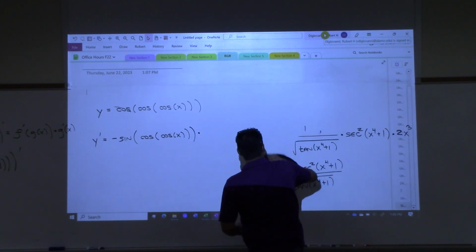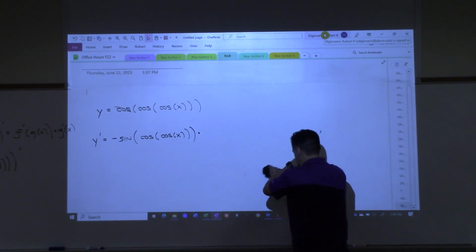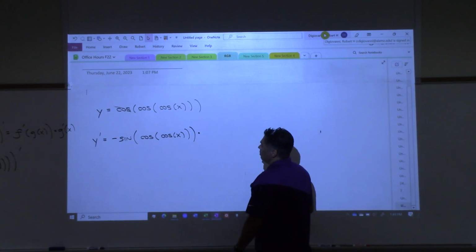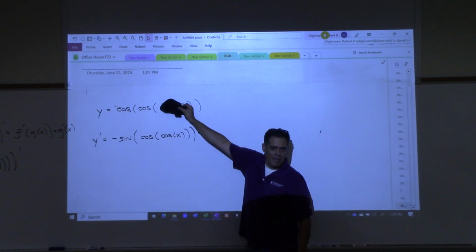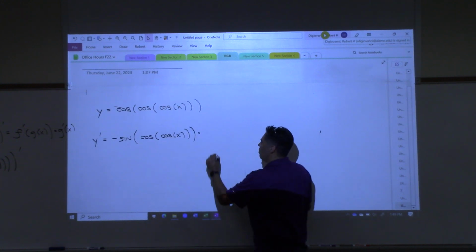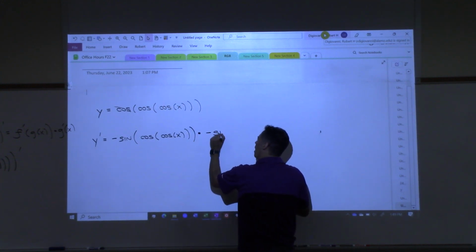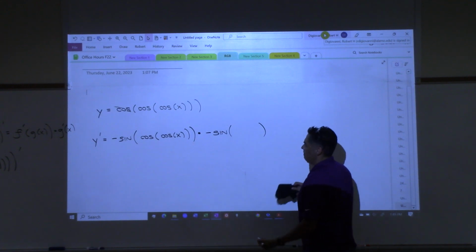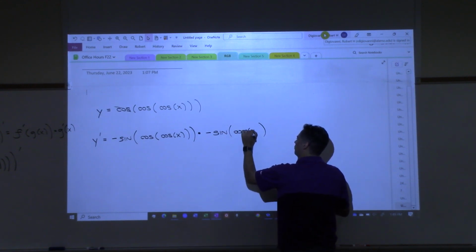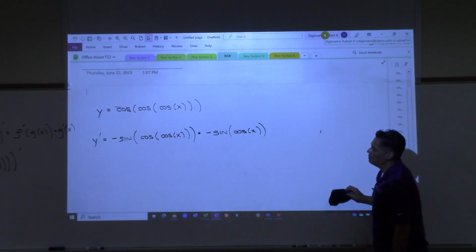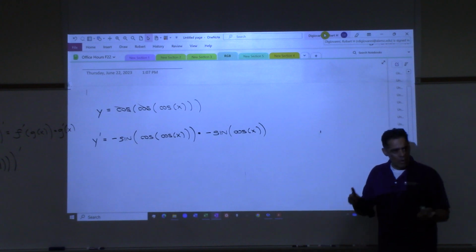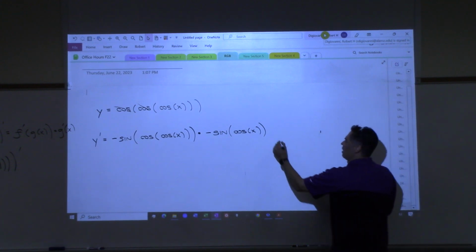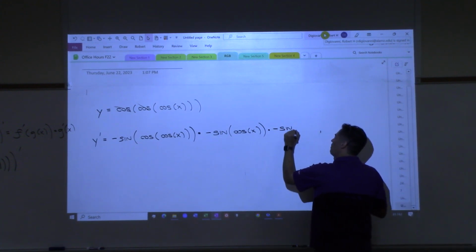It's kind of like an onion. You start with the outer layer and work your way in. So now I'll put my little rag here. I have cosine of my rag, and I'm trying to take the derivative of that. So what's the derivative of cosine of my rag? Negative sine, so times negative sine of what? Cosine of x. Now I've done this one. One more: go inside, take the derivative of cosine, you get negative sine of x.